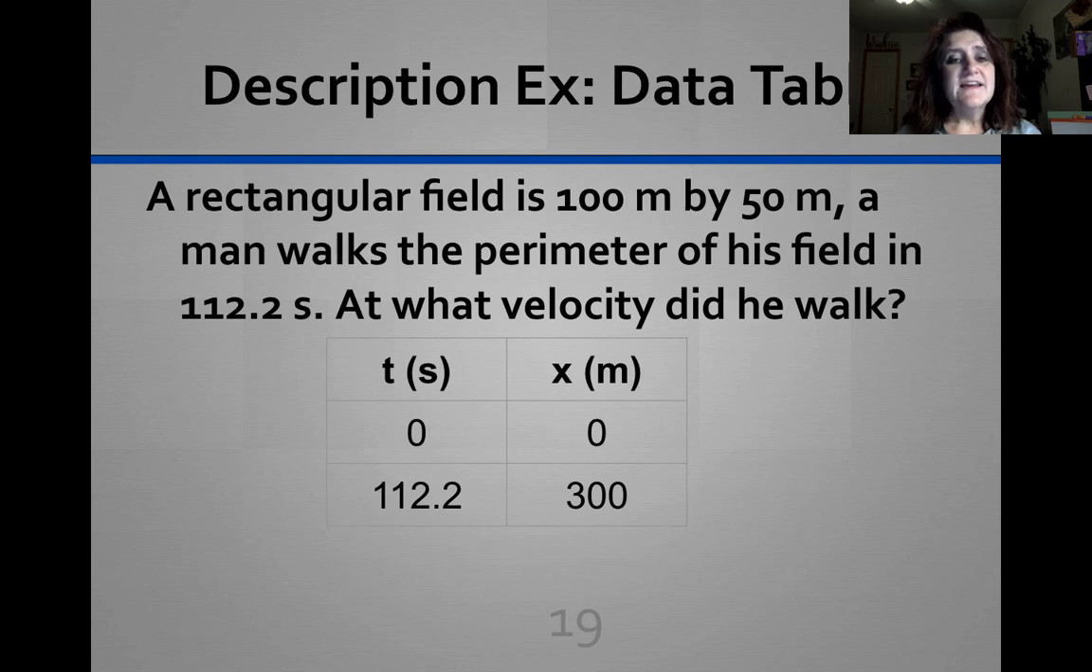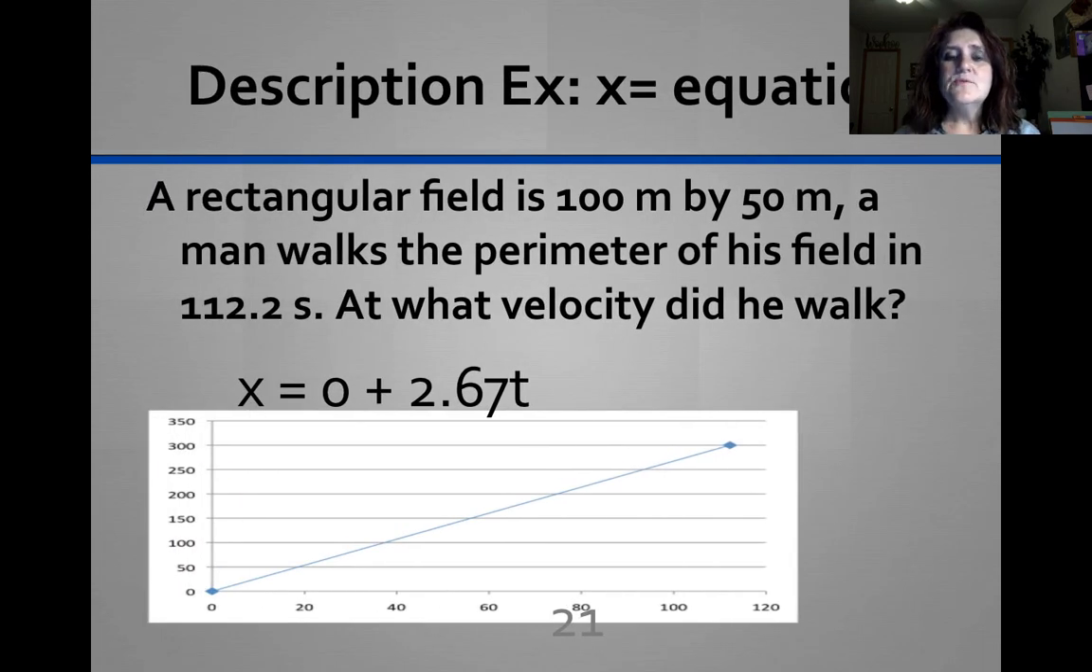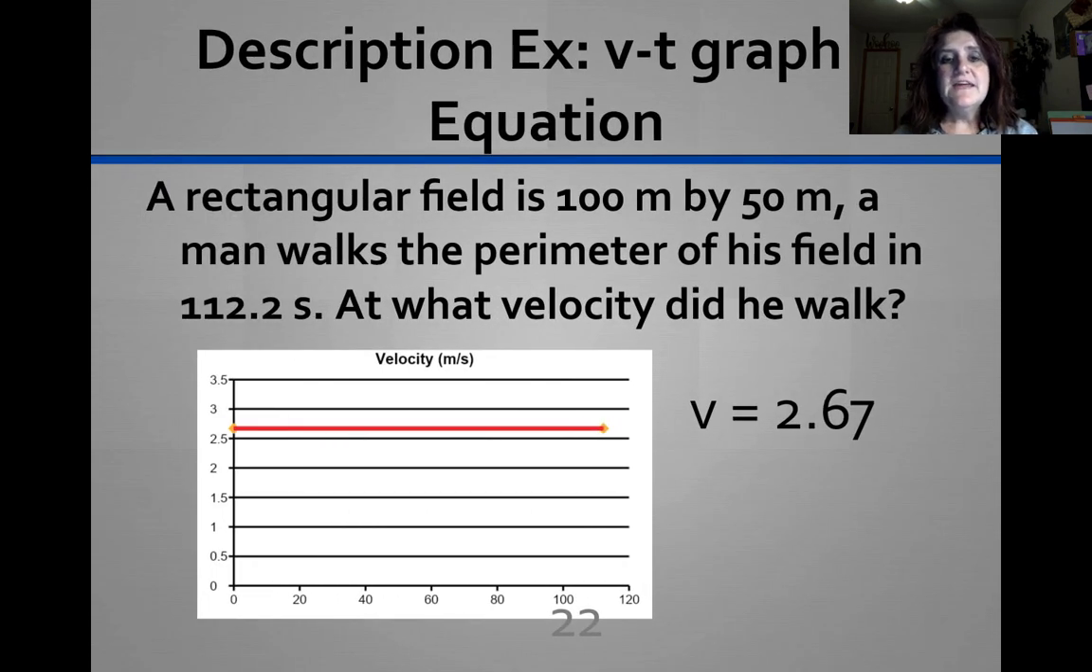Then we need a data table, and this data table only has 2 points because it starts at 0, 0, a time of 0, position of 0, and it ends at 112.2 seconds and 300 meters. That's the data table. Then the xt graph is literally just a graph of that. The x equals equation is the equation of that graphed line. X is equal to 0 plus 2.67t. Then the v equals graph and the v equals equation. The v equals graph is the graph of the velocity. Notice that the time scale does match. It is from counting by 20s, just like it was on the xt graph. And the equation for the VT graph is v is equal to 2.67.